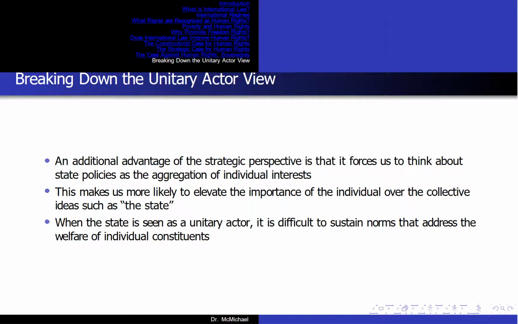An additional advantage of the strategic perspective is that it forces us to think about state policies as the aggregation of individual interests. This makes us more likely to elevate the importance of the individual over collective ideas such as the state. When the state is seen as a unitary actor, it is difficult to sustain norms that address the welfare of individual constituents.